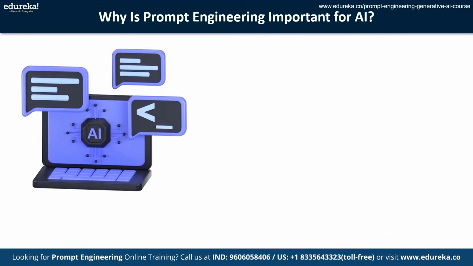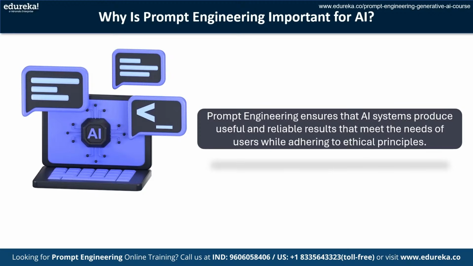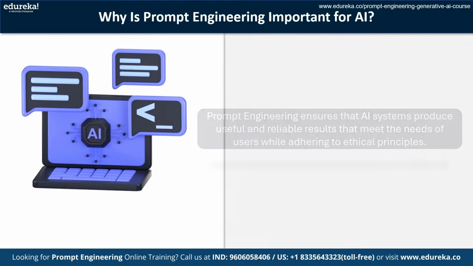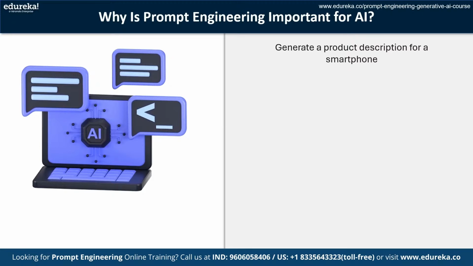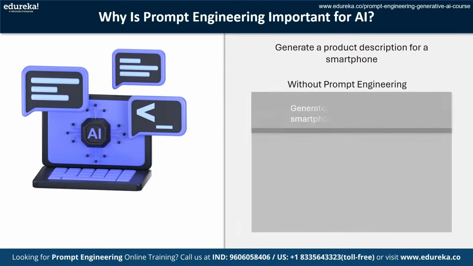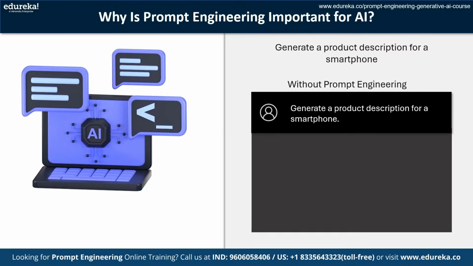In simple terms, prompt engineering ensures that AI systems produce useful and reliable results that meet the needs of users while adhering to ethical principles. So now let's consider an example in the context of text generation for generating product descriptions. Assume you're using an AI model to create product descriptions for an online store. Without prompt engineering, you may issue a generic prompt such as "generate a product description for a smartphone."